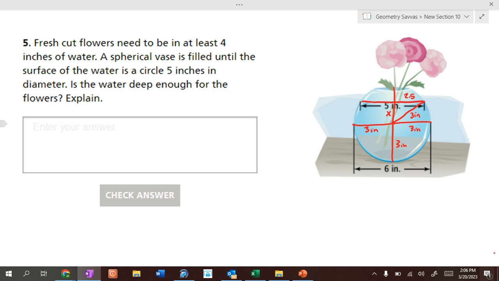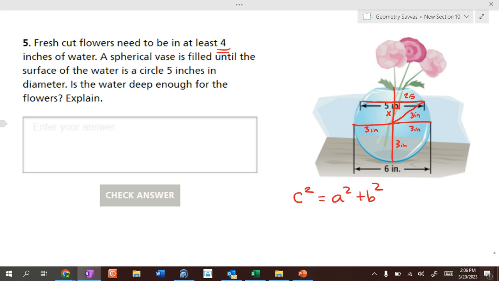The flowers are in at least how many inches of water? 4 inches. So we got to see if x is 1 or more. How do I figure this out? Well, this is a right triangle, so it is the Pythagorean theorem.